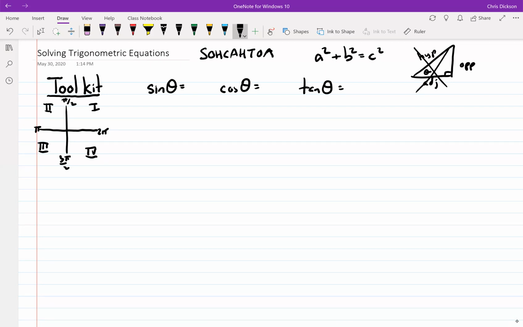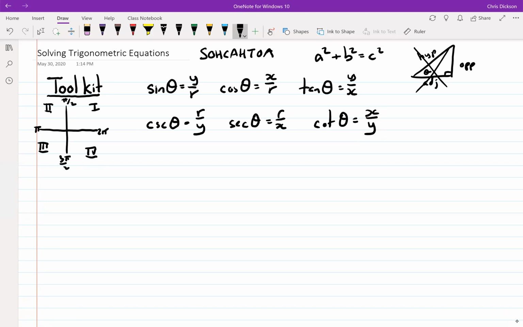And we know that sine now is y over r, cos is x over r, and tangent is y over x. Then, of course, we get cosecant theta, which is the reciprocal of sine, so it's r over y. We get secant theta, which is the reciprocal of cos, which is r over x. And then we get cotangent theta, which is the reciprocal of tan, which is x over y. And if we rearrange the Pythagorean formula, we get x squared plus y squared equals r squared. So I'm hoping that rings some bells for you.